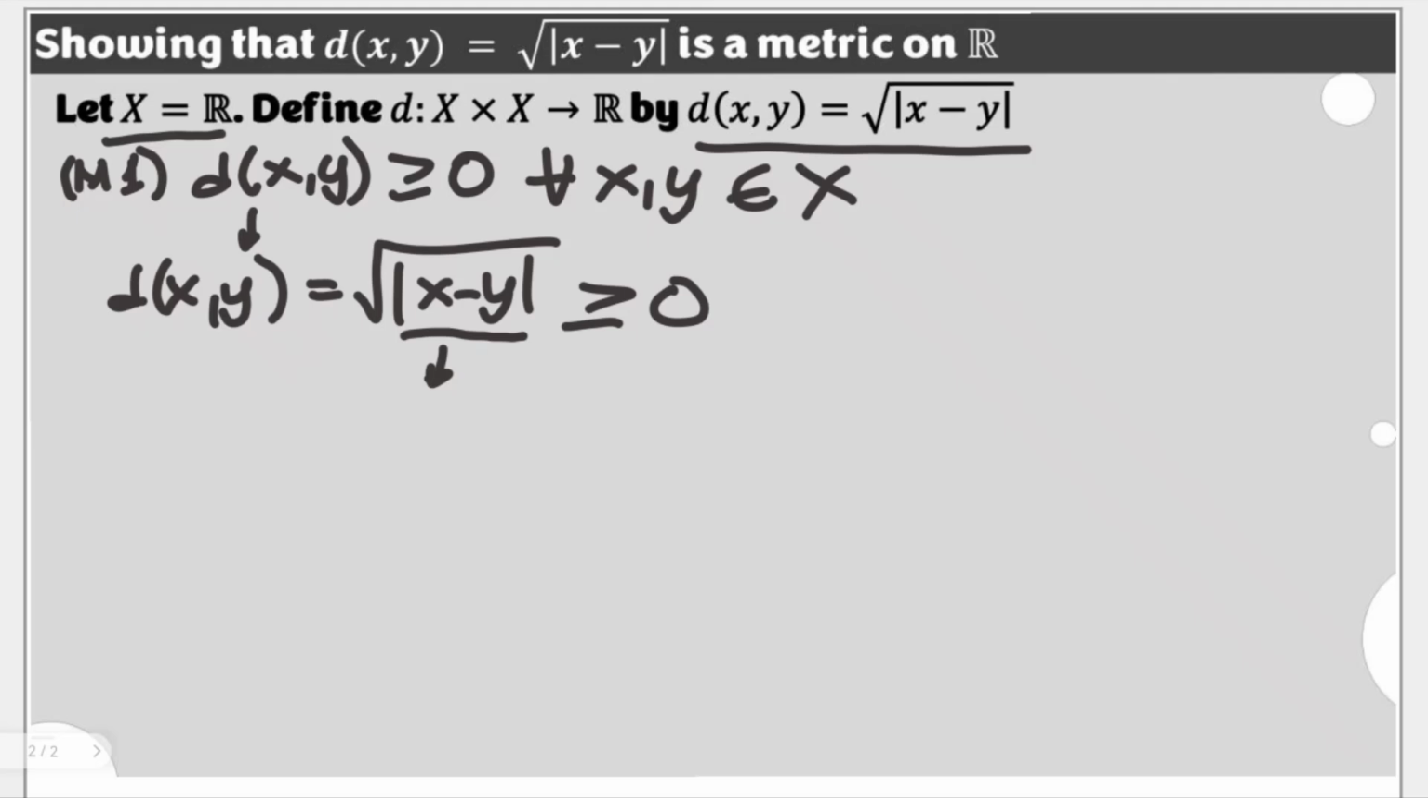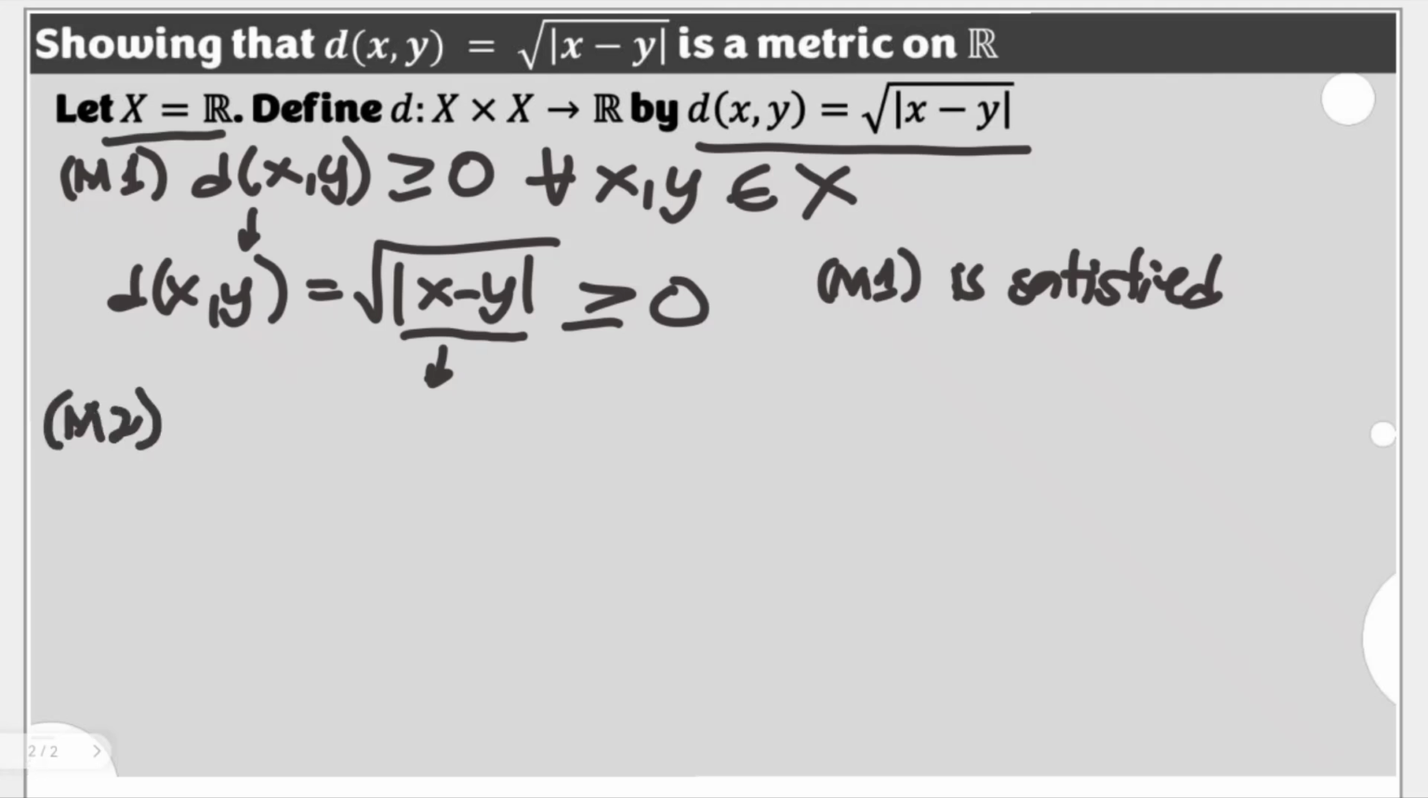So we have established here that M1 is already satisfied. No matter what the values of x and y are, under absolute value notation, it will always be positive or even 0 if they are equal, and the square root of that will always be greater than or equal to 0. Now let's proceed to M2.